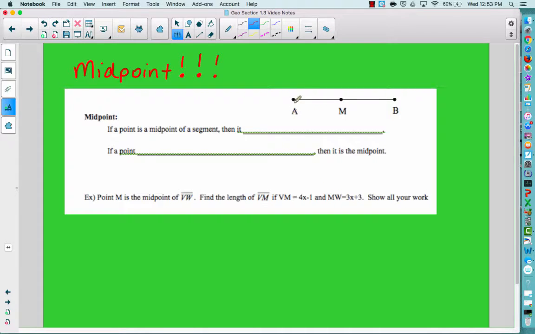Hi everyone, so we're in section 1.3 part 2. I just want to split it up a little bit for you. So we're getting ready to talk about two really important topics, midpoint and bisector.